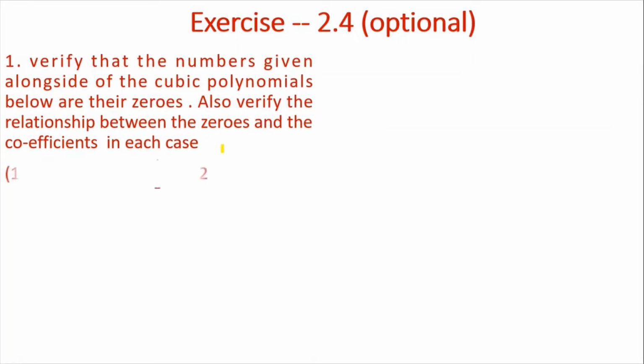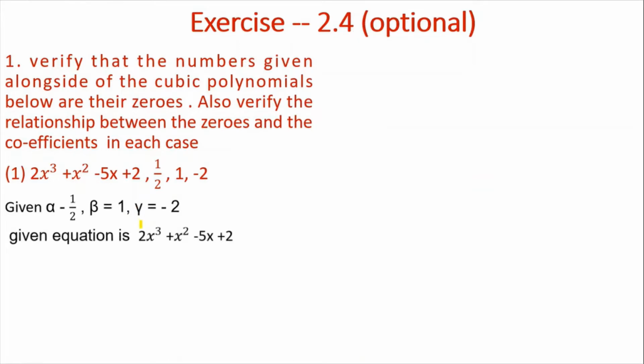Okay. First problem. 2x cube plus x square minus 5x plus 2, and the given values are 1 by 2, 1 and minus 2. Okay. Now, we know that alpha is equal to 1 by 2, beta is equal to 1 and gamma is equal to minus 2. And the given cubic polynomial is 2x cube plus x square minus 5x plus 2.